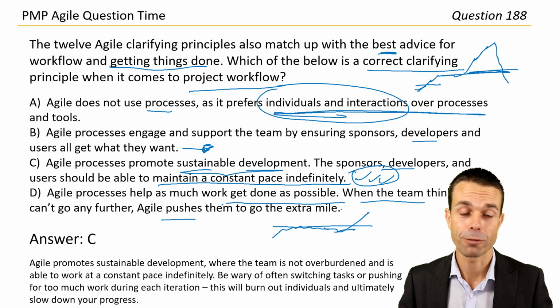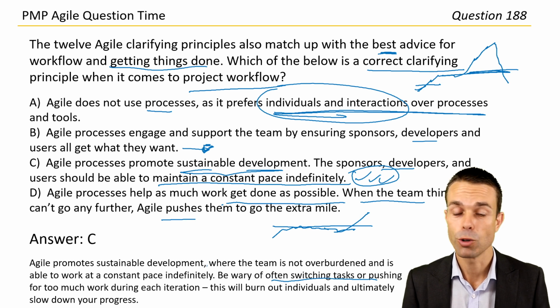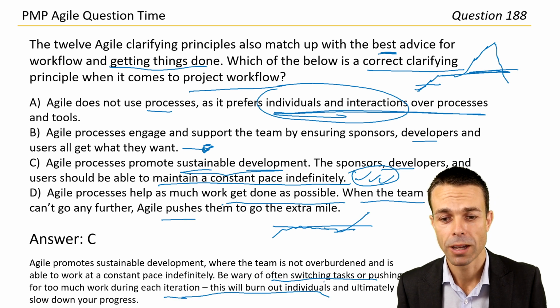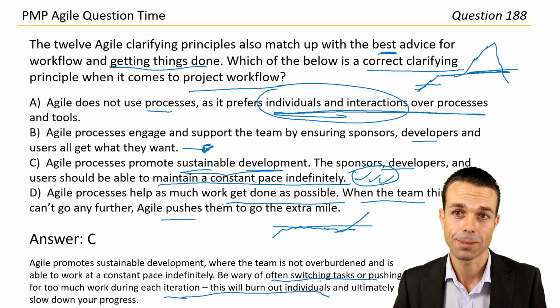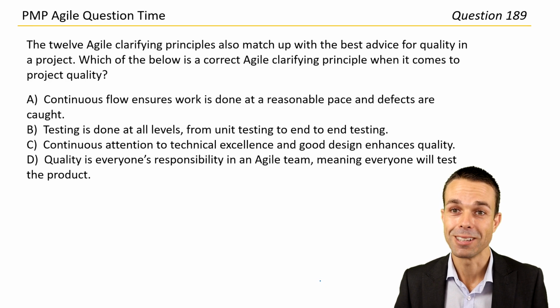There we are. Agile promotes sustainable development. Be wary of often switching tasks or pushing for too much work during an iteration. This will burn out individuals and ultimately will slow down your progress. Really, really important. And a great question to start with. All right, let's see what we've got next.